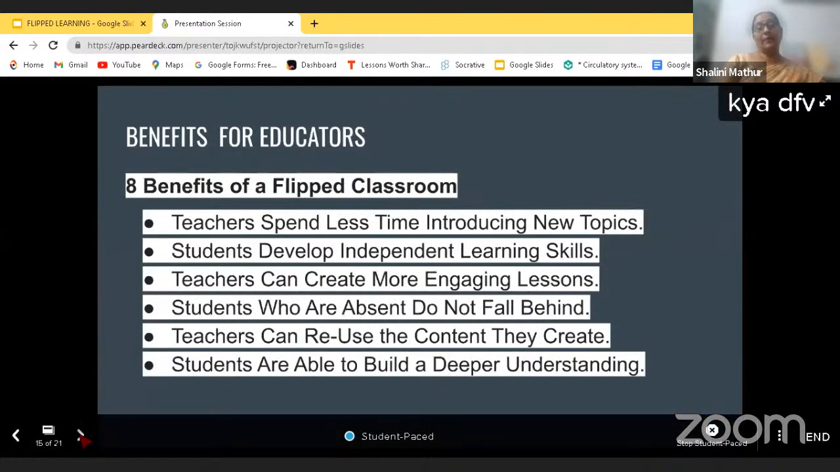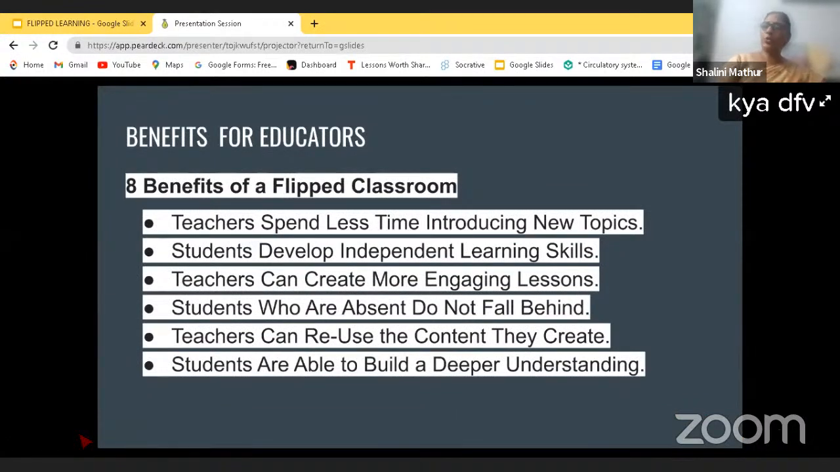Now, what are the benefits for the educators? Before that, I have shown you a slide in which I told why we have to implement this. Those are the reasons why we have to implement flipped learning in the classroom. Now, as educators, how is this flipped learning going to help us?